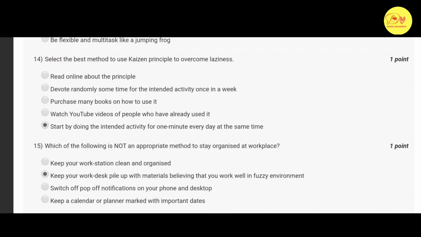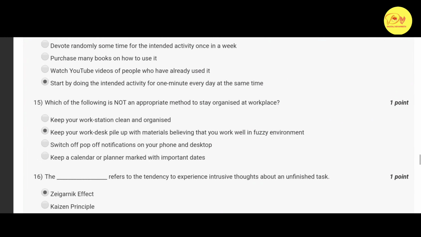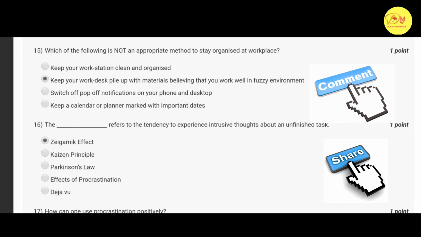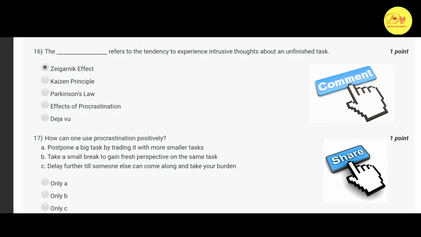Our 14th question, select the best method to use Kaizen principle to overcome laziness. Correct option is E, start by doing the intended activity for 1 minute every day at the same time. Our 15th question, which of the following is not an appropriate method to stay organized at workplace? Correct option is B, keep your work desk piled up with materials believing that you work well in a fuzzy environment. Our 16th question, the dash refers to the tendency to experience intrusive thoughts about an unfinished task. Correct option is A, Zeigarnik effect.